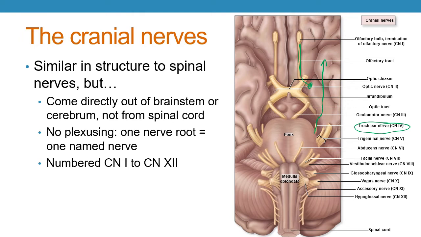The numbering is different. Instead of numbering first by segment and then by plain old Arabic numerals, we number them all with the abbreviation CN for cranial nerve, and then the Roman numerals I through XII. Okay, if you were one of those people who back in elementary school when they were teaching you Roman numerals said, when am I ever going to use this? The answer is today.